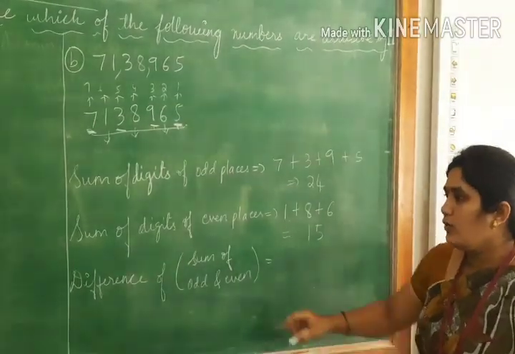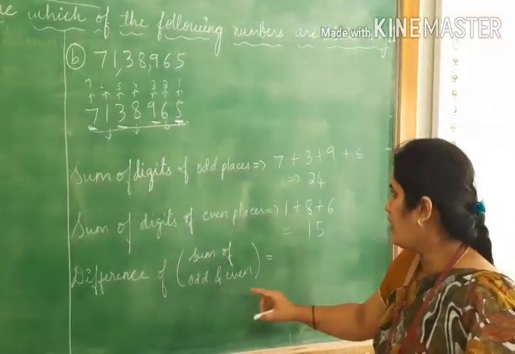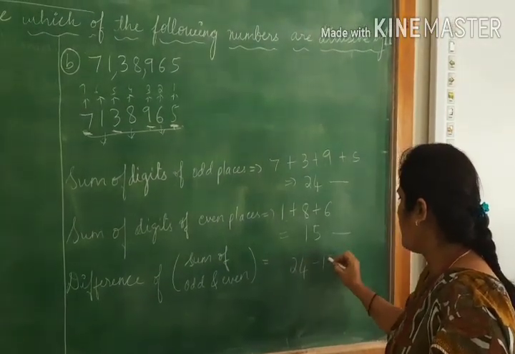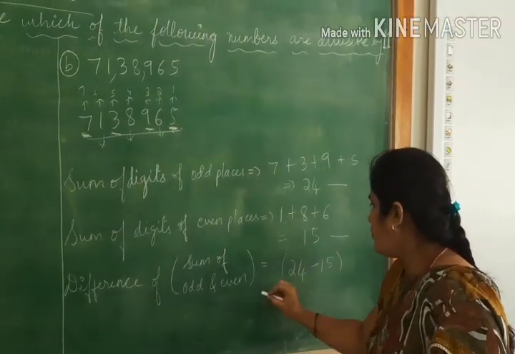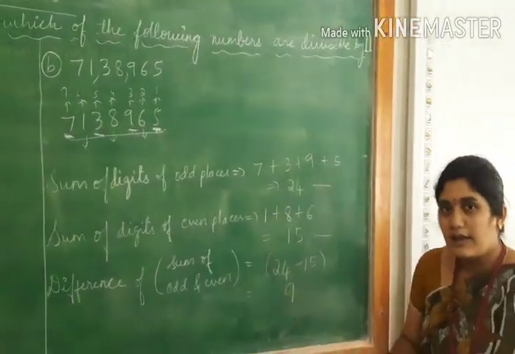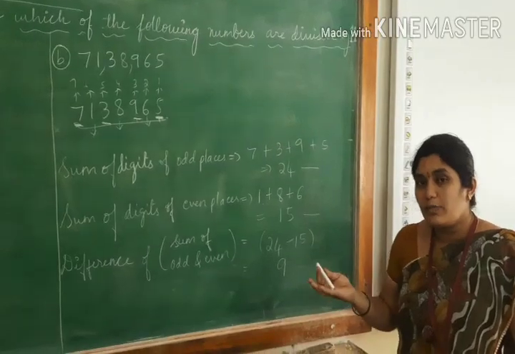Now according to the rule, we take the difference of the sums of odd and even places, that is 24 minus 15. 24 minus 15 is 9. So 9 is neither 0 nor 11, so the number is not divisible by 11.